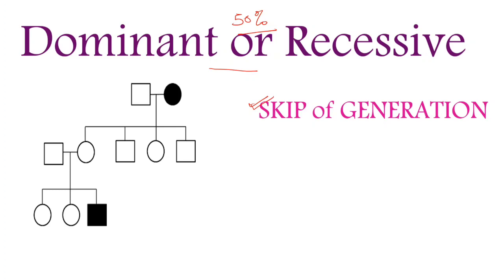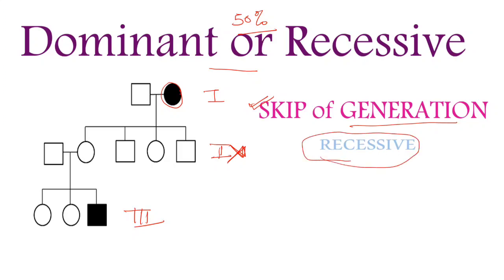If there is any kind of skip of generation, that is, in any generation the humans are not affected. For example, in this pedigree, you can see that in the first generation, the female is affected. In the second generation, no individual is affected, while in the third generation, one male is affected. So here the second generation is showing the skip of generation. From here you can find out that the pedigree is recessive. Just from seeing that skip of generation is occurring, you can tell that the pedigree is recessive.